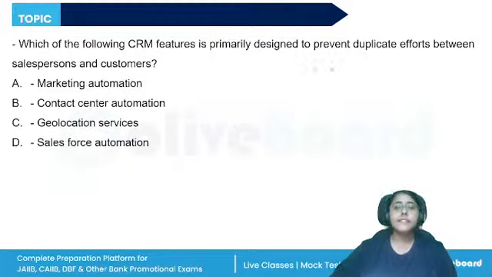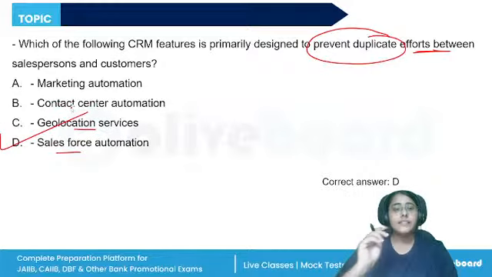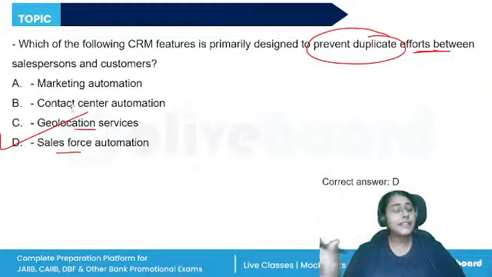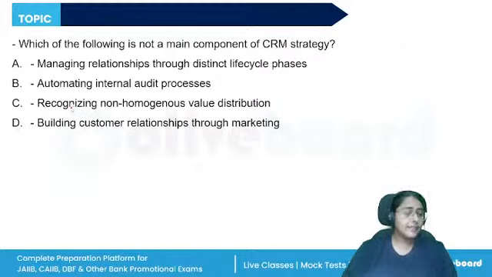Which of the following CRM features is primarily designed to prevent duplicate efforts? Marketing automation, contact center, geolocation, or sales? It is the Salesforce automation, right? Meant to prevent the duplicate effort between the salesperson and a customer. So once a customer has already been reached, communication has been given, another salesperson will not contact them separately.